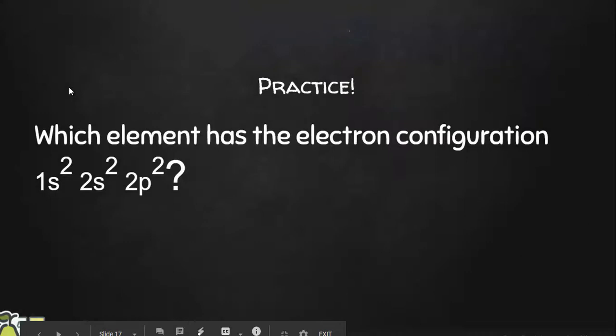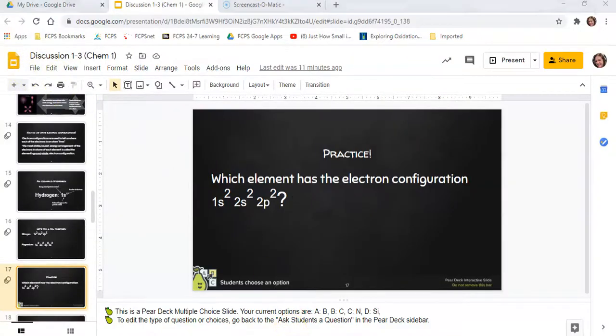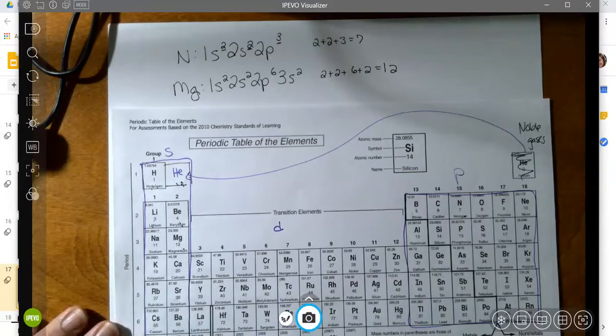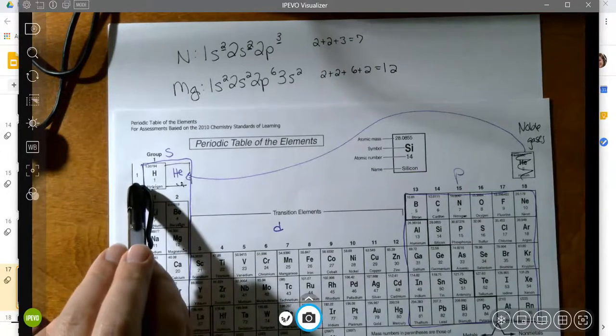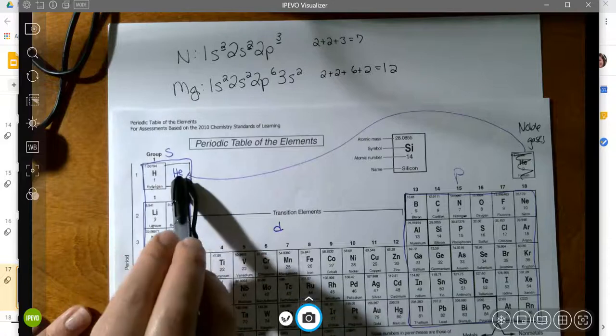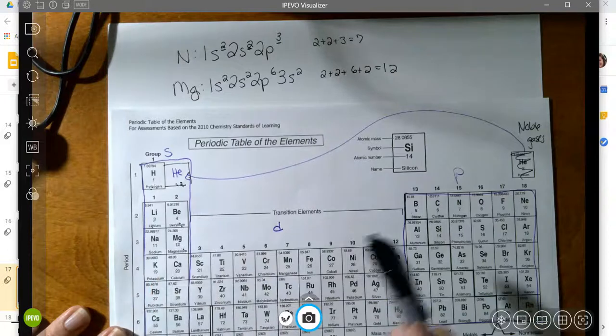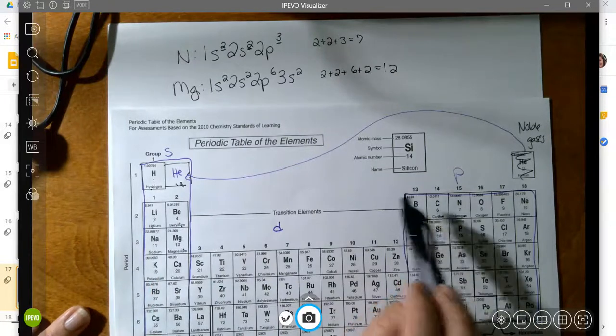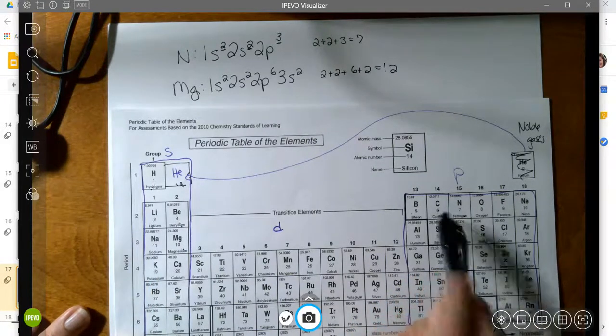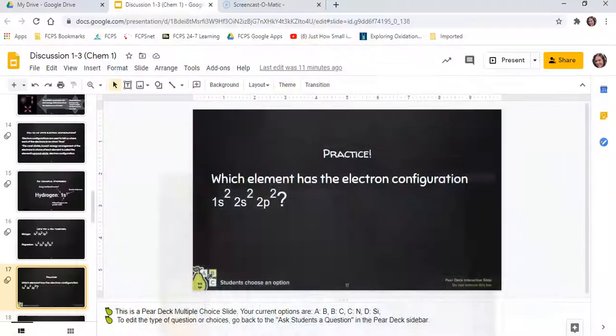All right, so which element has the electron configuration 1s2, 2s2, 2p2? So pause for a second, see if you can figure it out, and press play when you're ready. Okay. So 1s2, 2s2, 2p2. So let's go through. 1s, well that's right here, 2. All right? 2s2, and 2p2. All right, so this is 2p. When I go 2 squares, that would be carbon. So the answer is carbon.